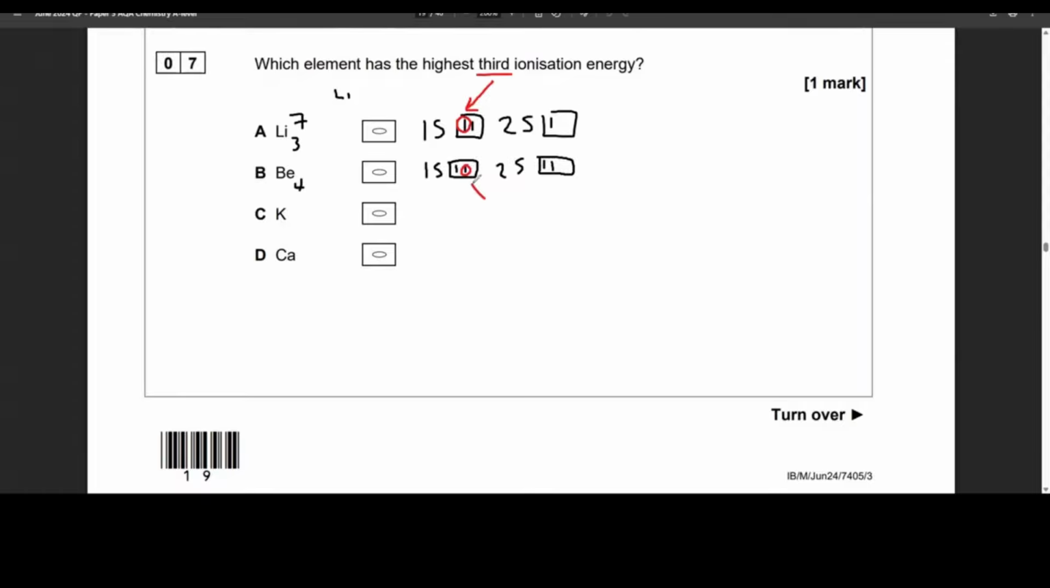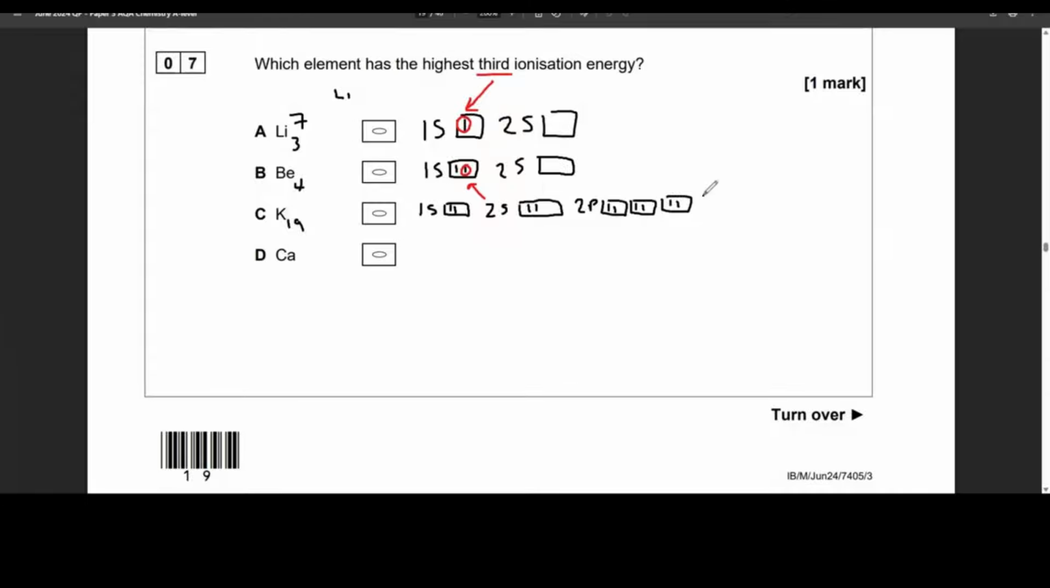Look at beryllium. With beryllium, we're breaking into a brand new energy level. So I reckon beryllium's is going to be even higher than lithium's, because you're removing those first 2 electrons from the 2s2, which will be quite difficult because that is a full orbital, but then you're breaking into a brand new energy level. Now let's look at potassium.